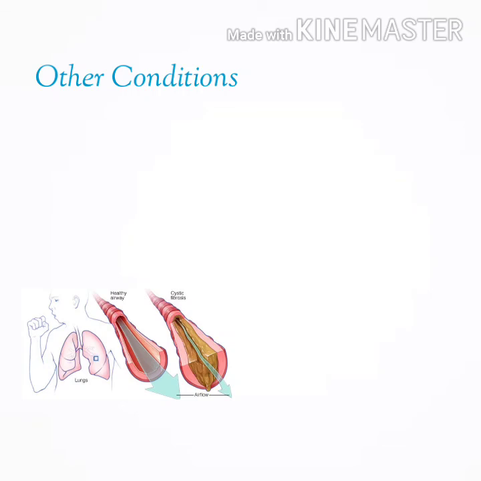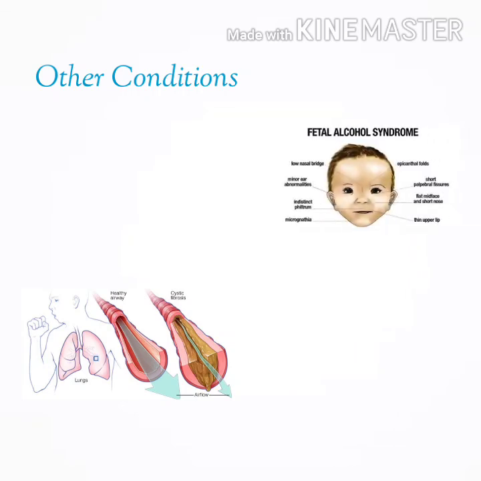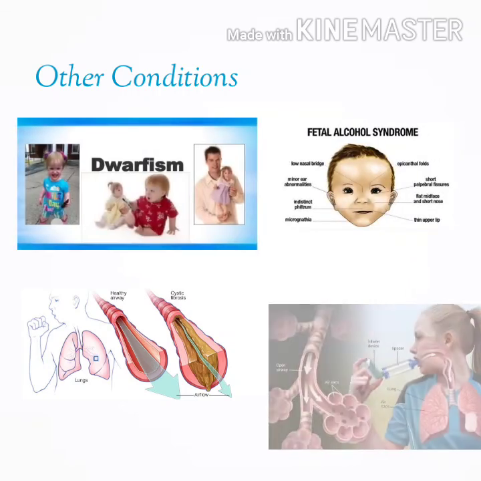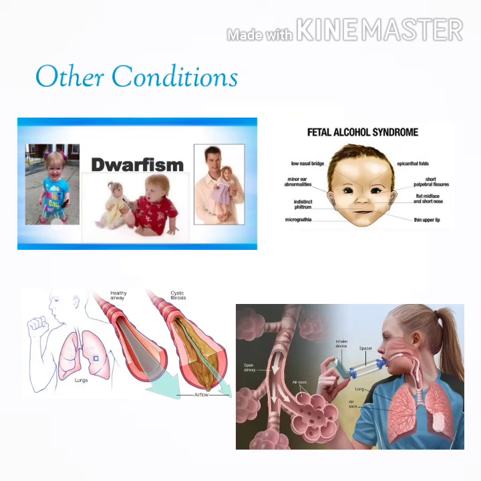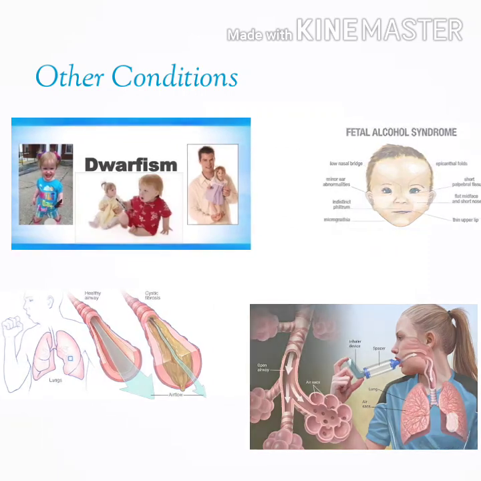The last is the other conditions. So, there are many serious and minor medical and physical conditions such as cystic fibrosis, fetal alcohol syndrome, brittle bone syndrome, and dwarfism, or chronic diseases or conditions such as diabetes, HIV/AIDS, cancer, asthma, juvenile arthritis, and muscular dystrophy.